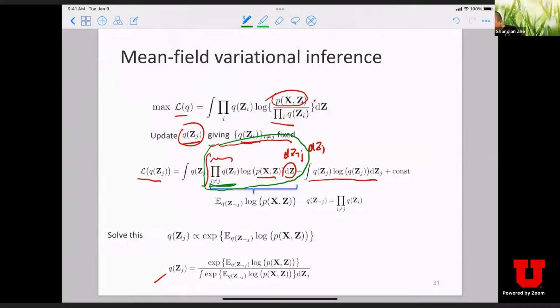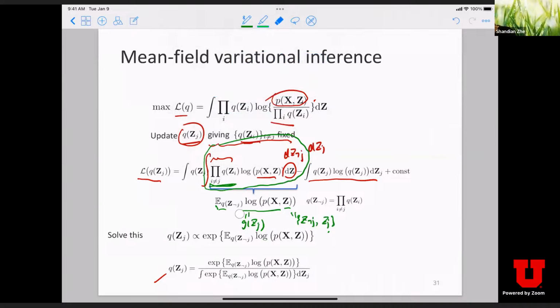Okay, great. Remember this is still a function of Z_j, because this Z contains both Z not j and Z_j. You marginalize out Z not j, but you still leave Z_j here. So this expectation is still a function of Z_j. So don't get confused. Any questions so far?